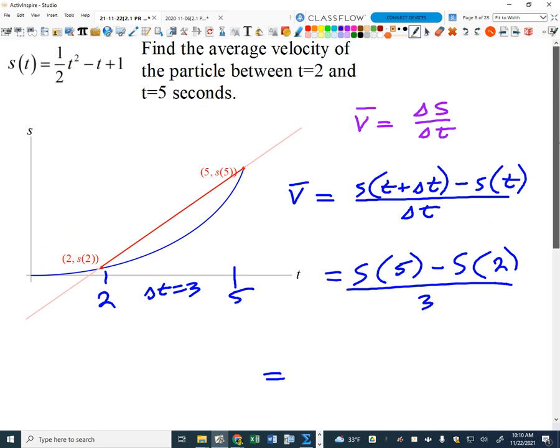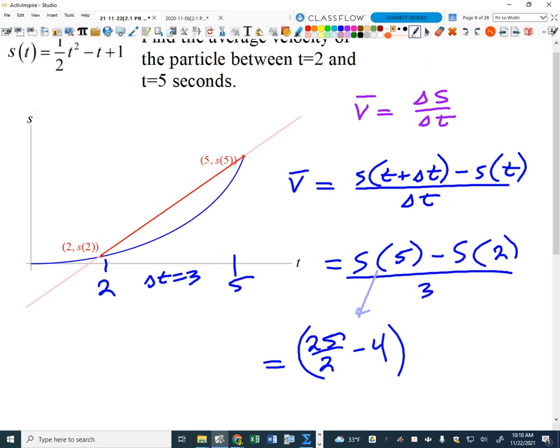What is S of 5? It's going to give us some big ugly number, isn't it? Ooh, it's going to be a little bit ugly. We're going to get 25 times 1/2, so that's just 25 halves, minus 5 plus 1, so that would be minus 4. So we'll just leave it like that for a second. 25 halves minus 4 is our S of 5, right?